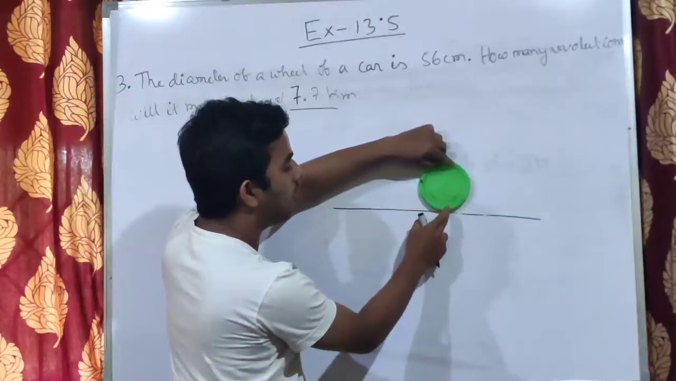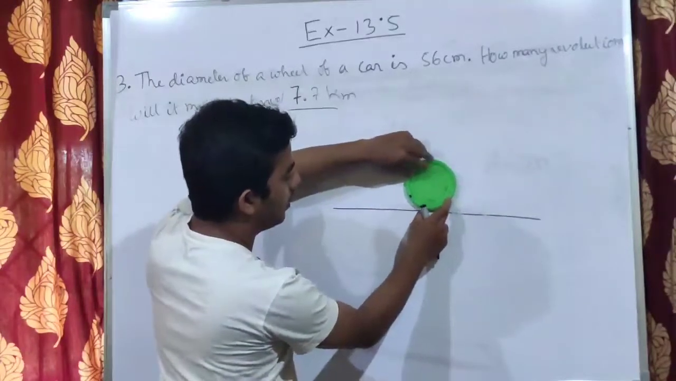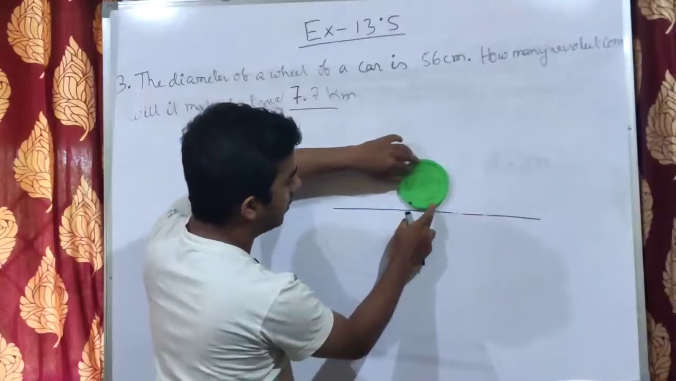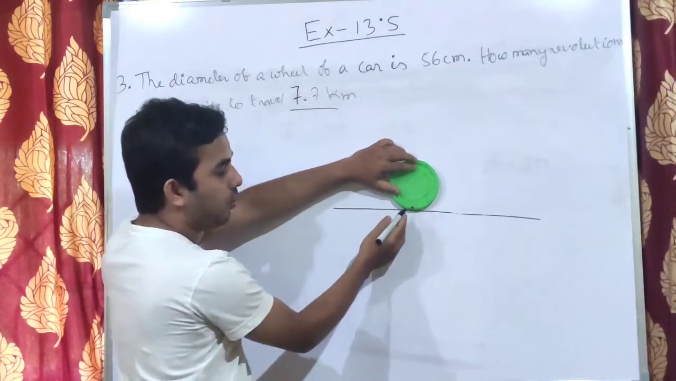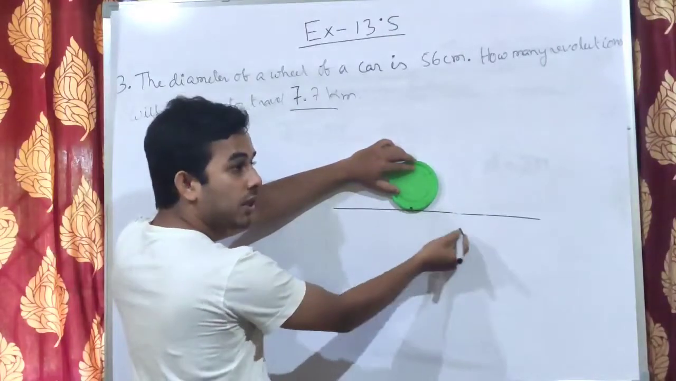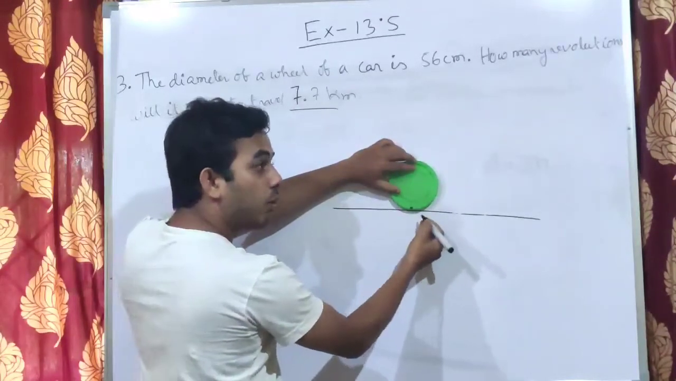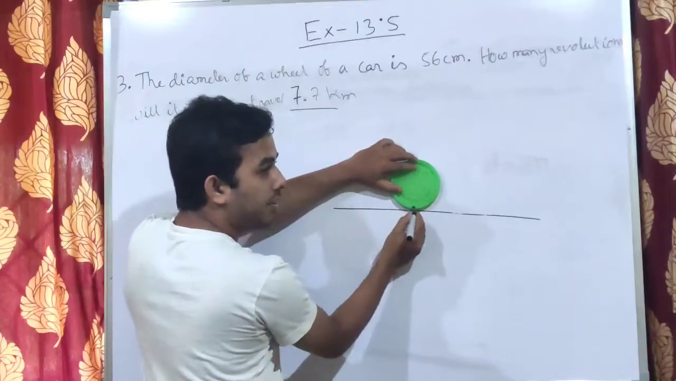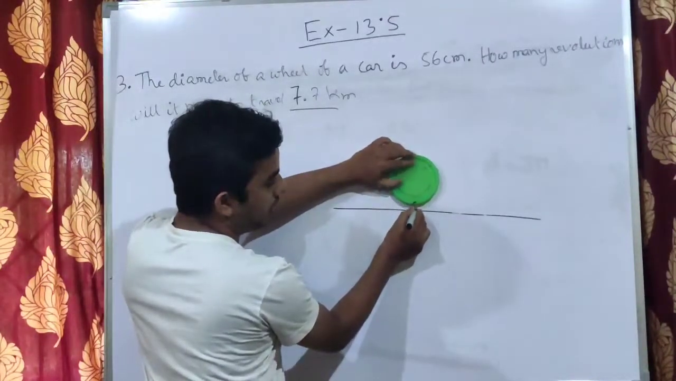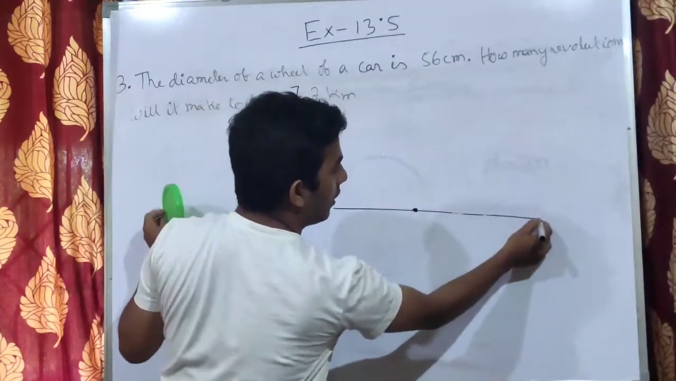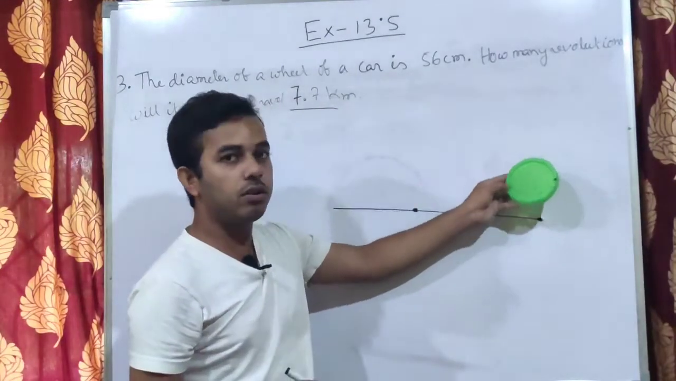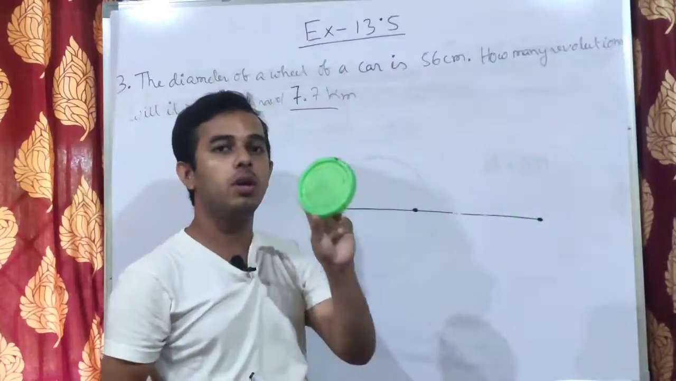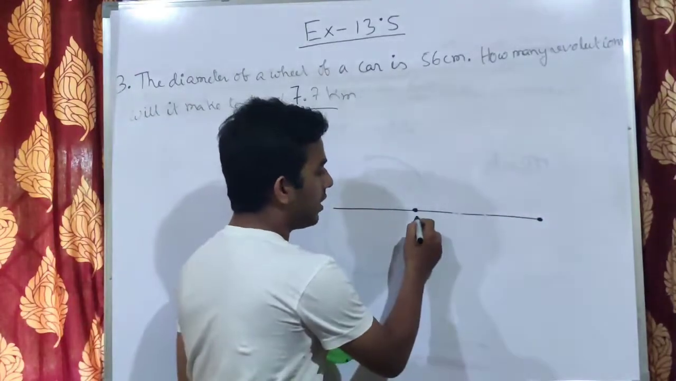Now the wheel is rotating, right? So look, the point which was in contact with the road in the starting comes here again, right? Suppose in this point, and this was the starting point, right? So in one revolution, this will cover this distance, right?